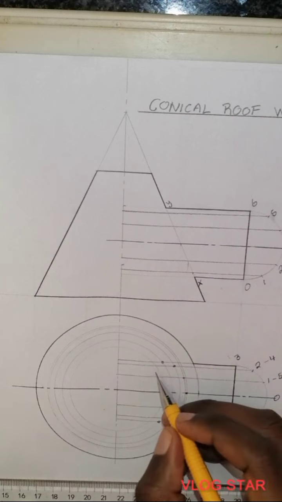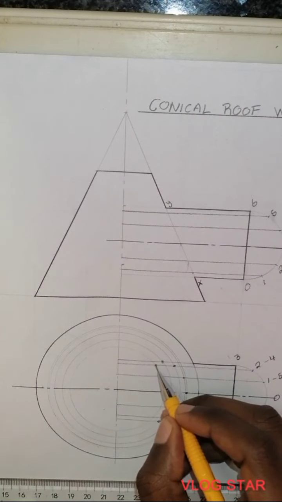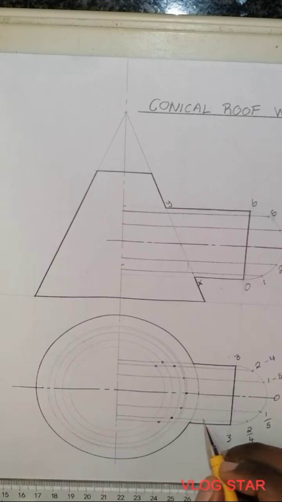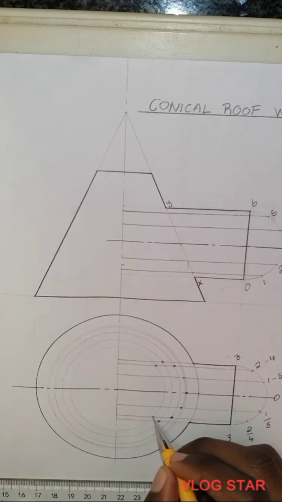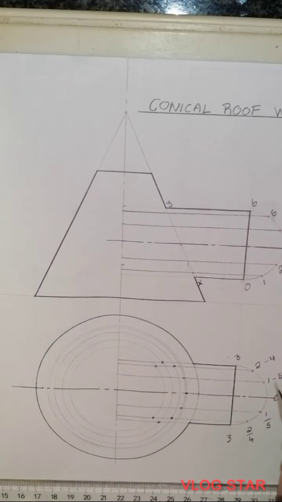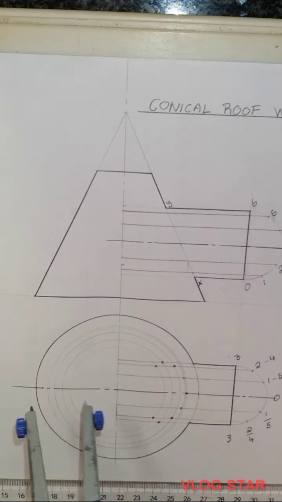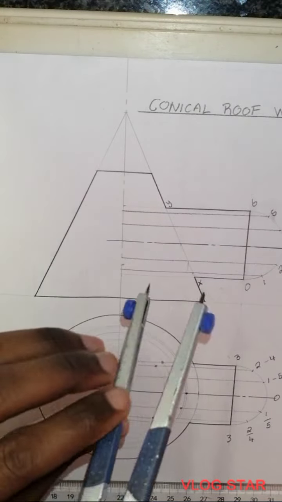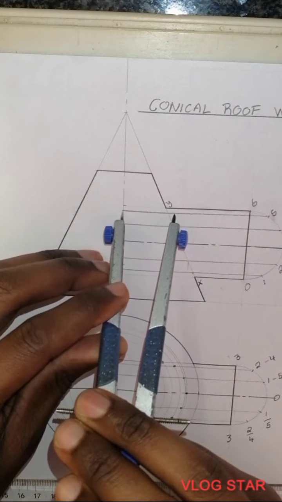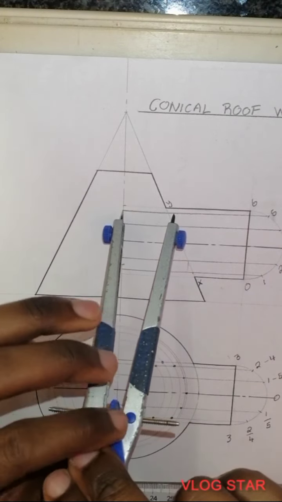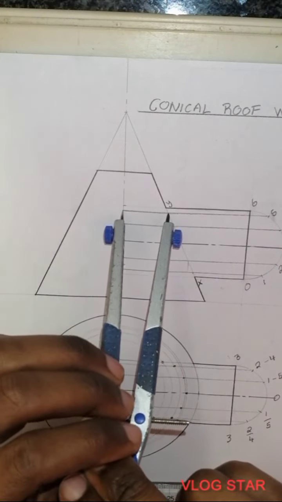Then here is number four, and also here is number four. Number four goes with number two. So I'm gonna take the distance of number five. Okay, I'm done with four. Number five.